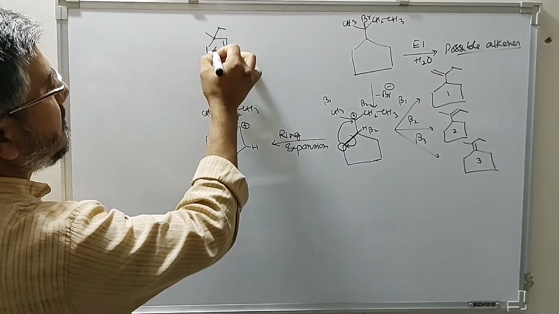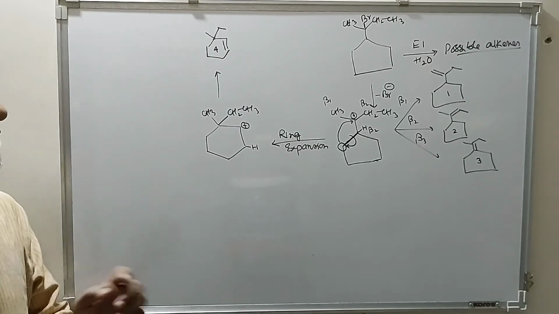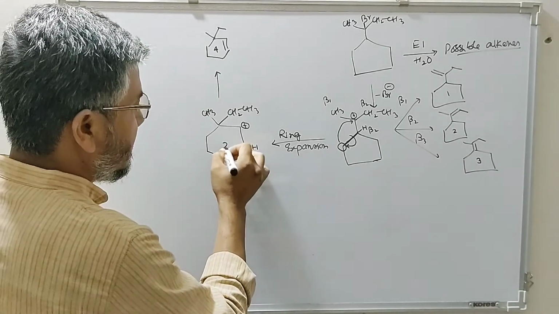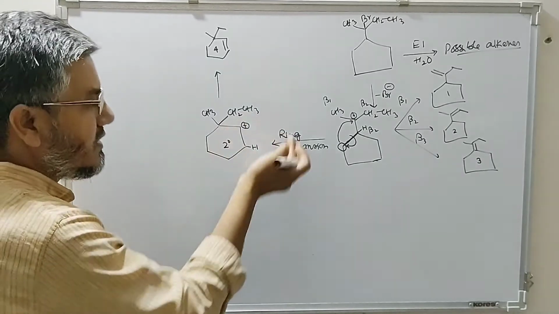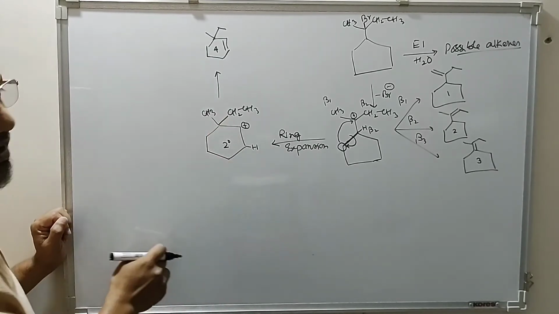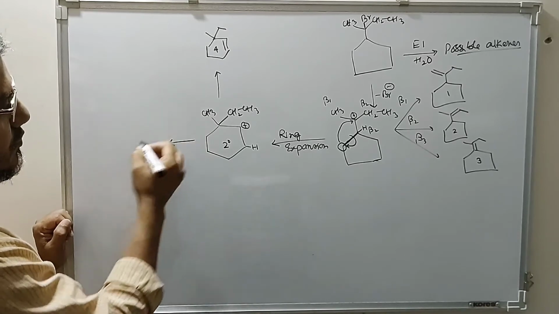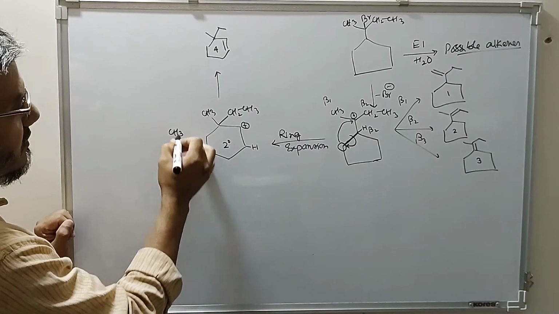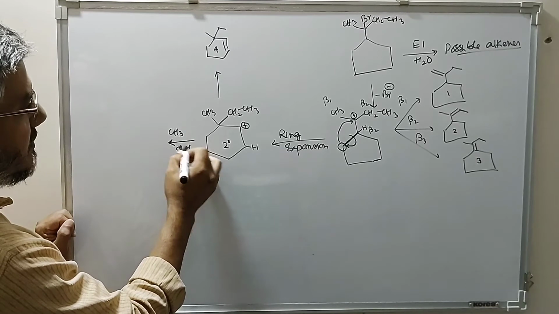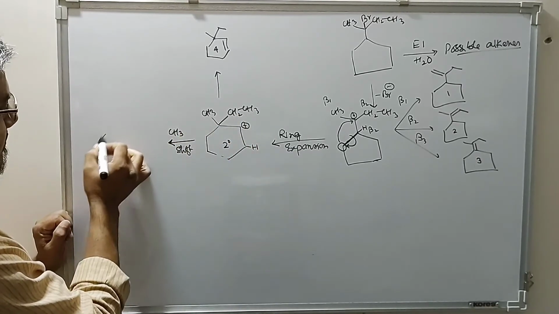So this is product number 4. Now this is secondary, so these can be converted into tertiary. So now for this we have to undergo alkyl shift. The first one, let's look at this. There is a possibility of methyl shift. If this undergoes methyl shift, the methyl migrates from here.